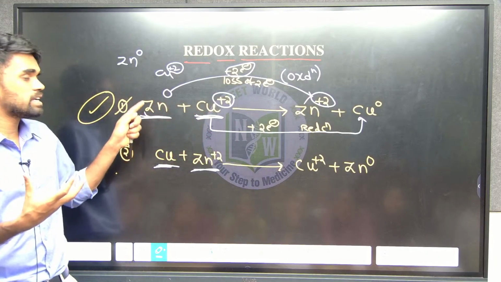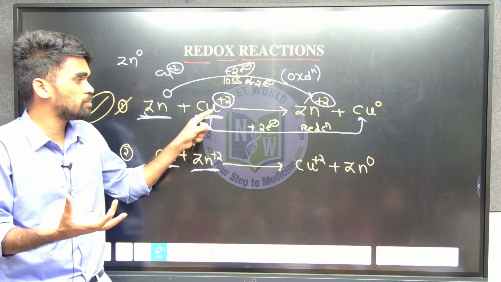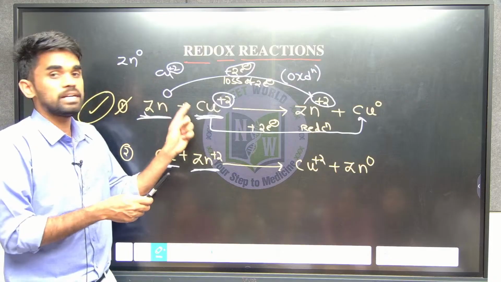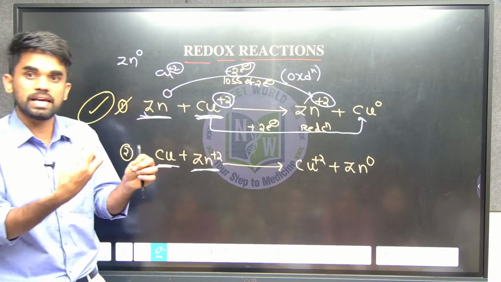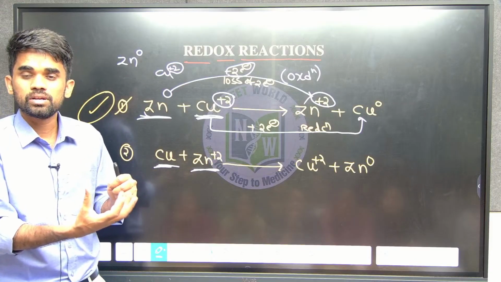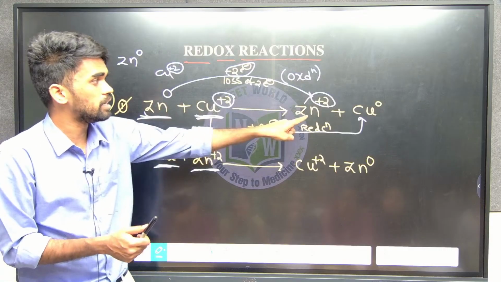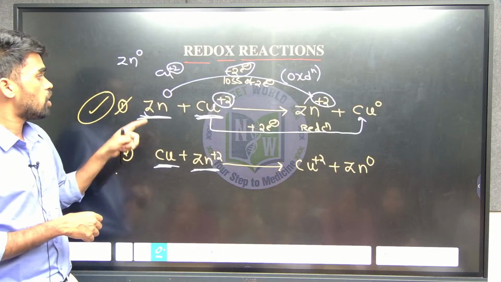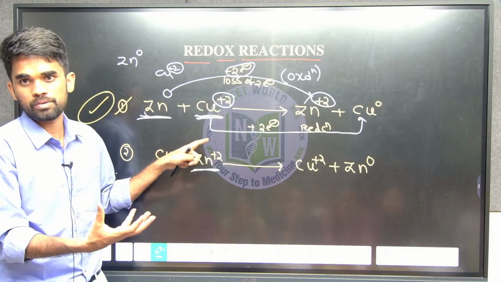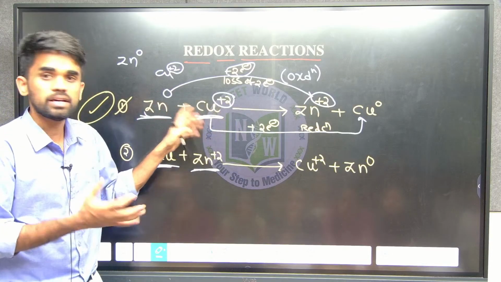So if zinc has more ability to lose electrons, it will easily give the electrons that will be taken by copper plus 2. Now the ability to lose the electron or the ability to gain the electron is there, and those are considered to be their potentials. If zinc is losing the electrons, what is happening here? Oxidation. So the oxidation potential of zinc is more when I compare it with copper. That's why zinc is losing its electrons, which are taken by copper.